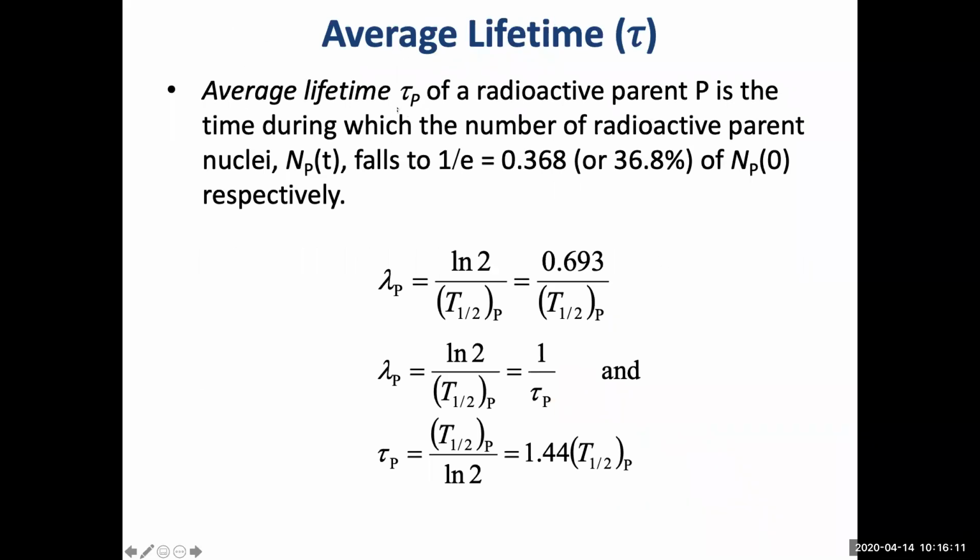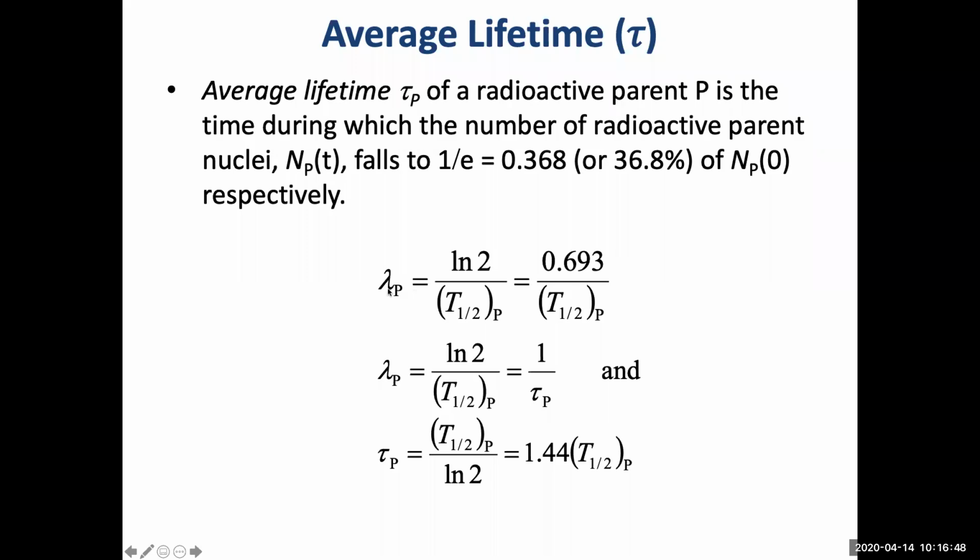The average lifetime, tau, of a radioactive parent P is the time during which the number of radioactive parent nuclei, the number of atoms of the parent, falls to 36.8% of the initial number. So when the number of parent atoms decays and reaches 36.8% of the initial number of atoms, this is called the average lifetime.